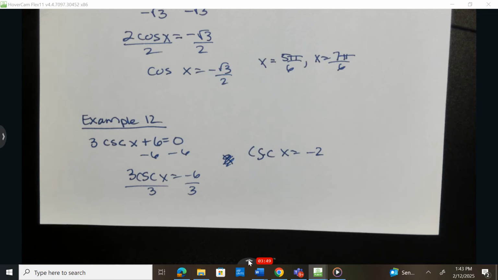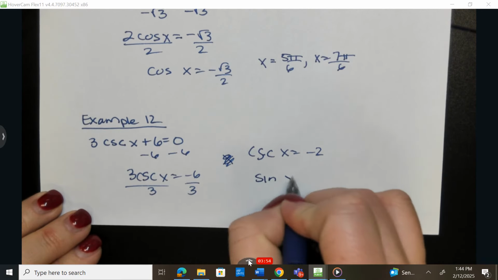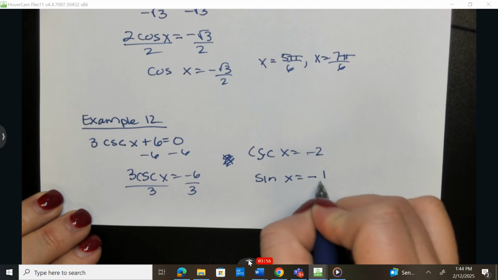Now I recognize that cosecant and sine are related. They're reciprocals of one another. This means the sine, it keeps the same sign, is negative 1/2.